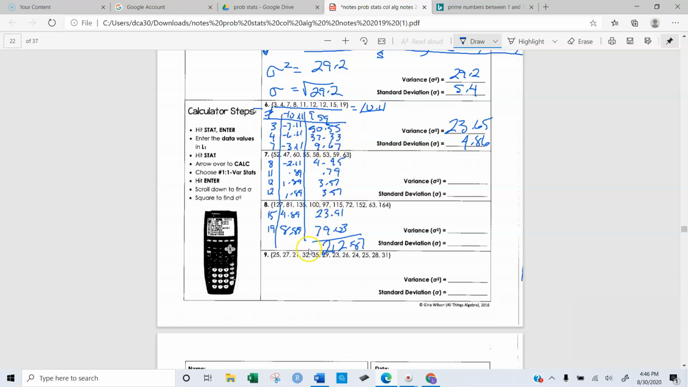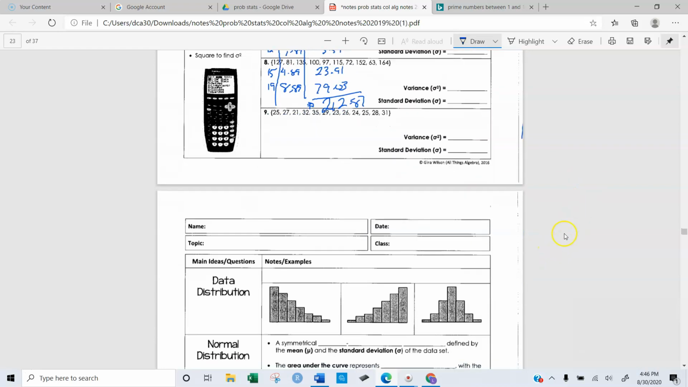This last column, I add up, and then I divide that number by the number we have, which is 9 this time. When you do that, you get 23.65, depending on how many decimals you went out. Square root of that is 4.86, and you are finished. I hope you did well.